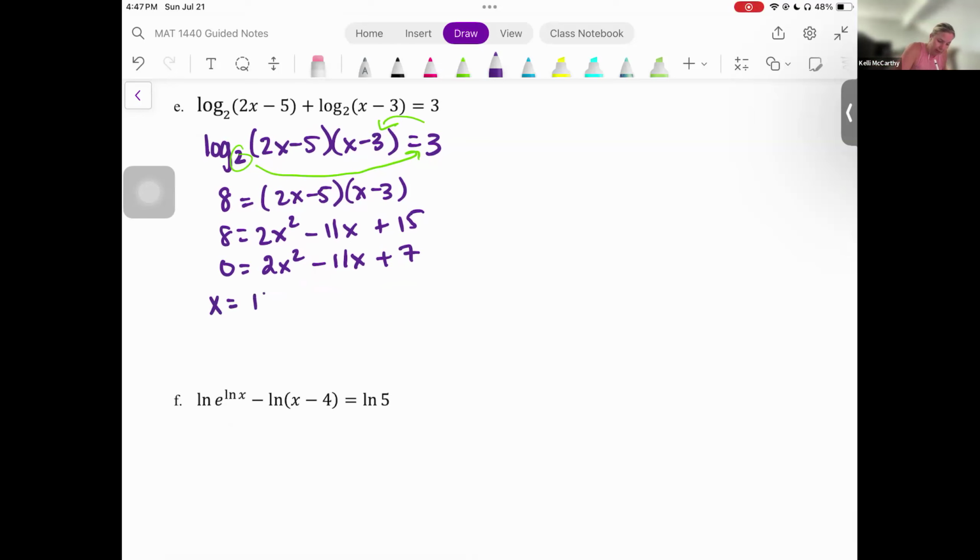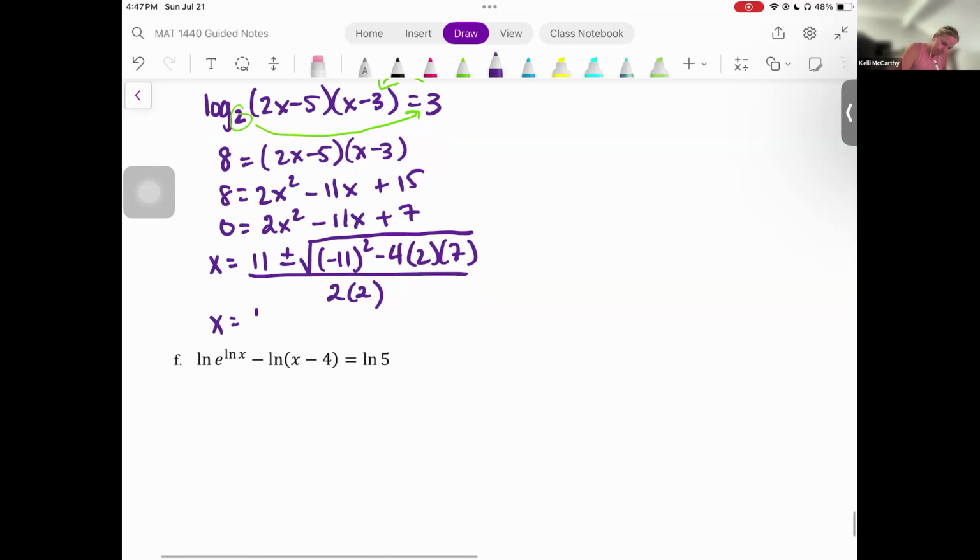x is equal to negative b plus or minus the square root of b squared minus 4 times a times c, all divided by 2a. So 11 plus or minus the square root of negative 11 squared minus 4 times 2 times 7, all divided by 2 times 2. Negative 11 squared minus 4 times 2 times 7, that's going to simplify to 65 over 4.